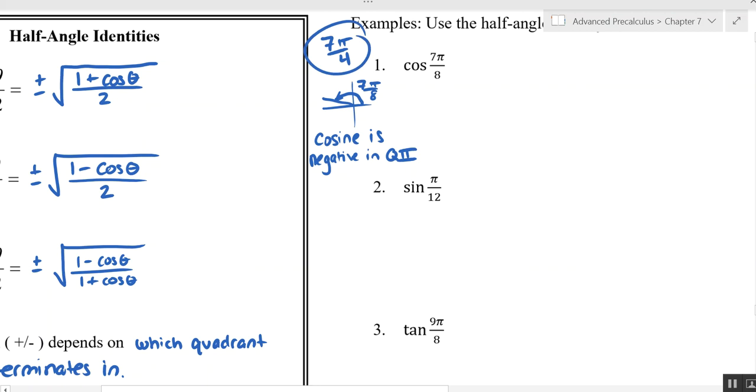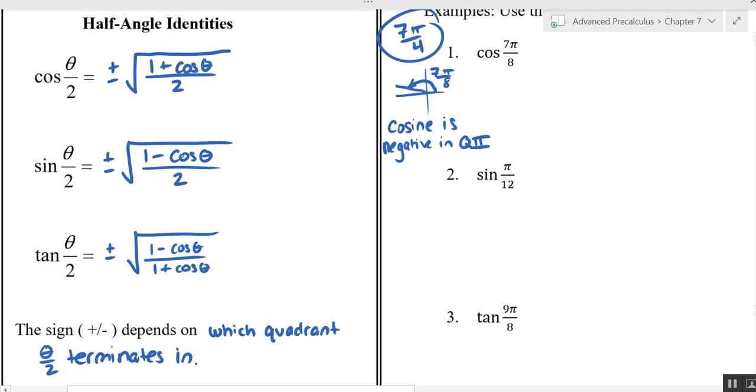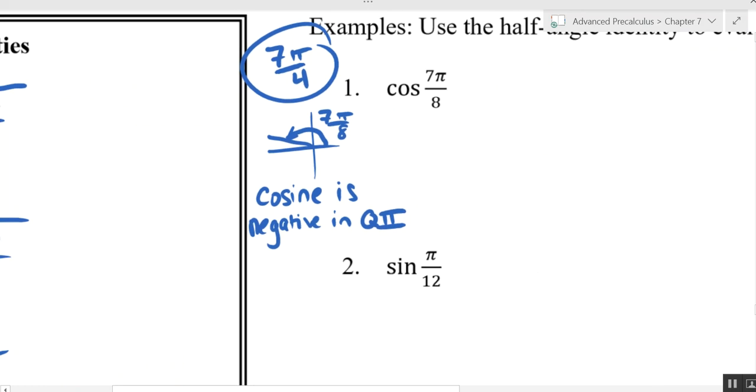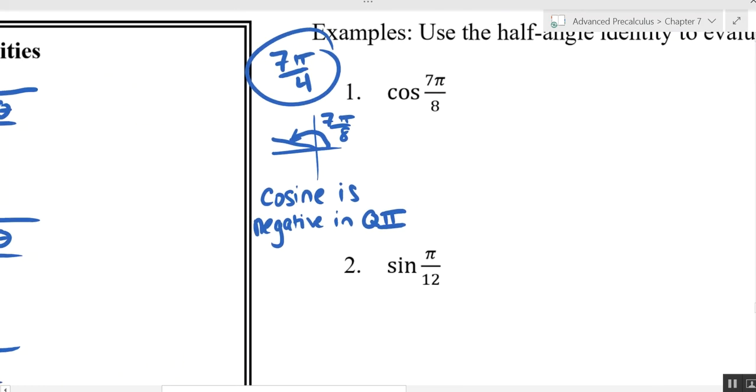One of the things you want to point out is that there is a plus or minus in every single one of these formulas. And to be able to evaluate which one it is, it's not both, it's either a positive or a negative. You need to choose which quadrant that angle terminates in. So when we're trying to evaluate the cosine of 7 pi over 8, we know that that angle is in the second quadrant, and cosine is negative in quadrant 2. So we're going to use the half angle formula for cosine, and we're going to choose just the negative version.